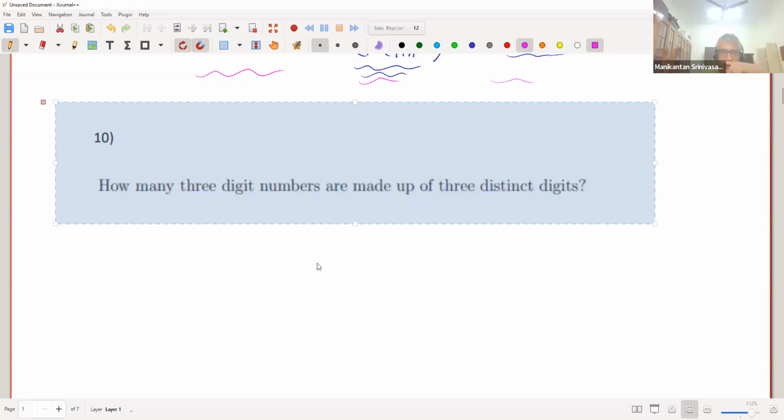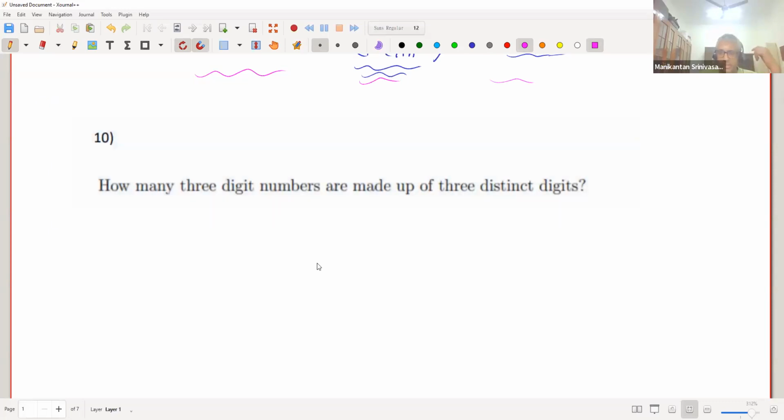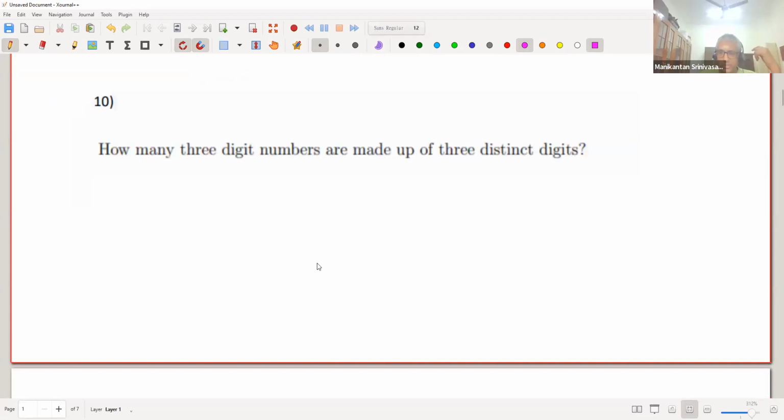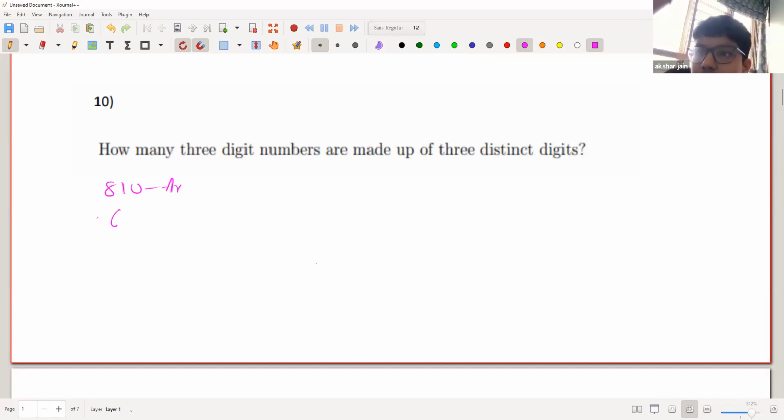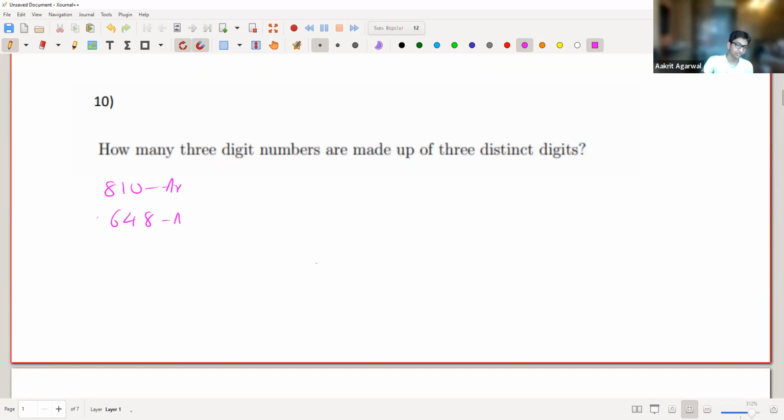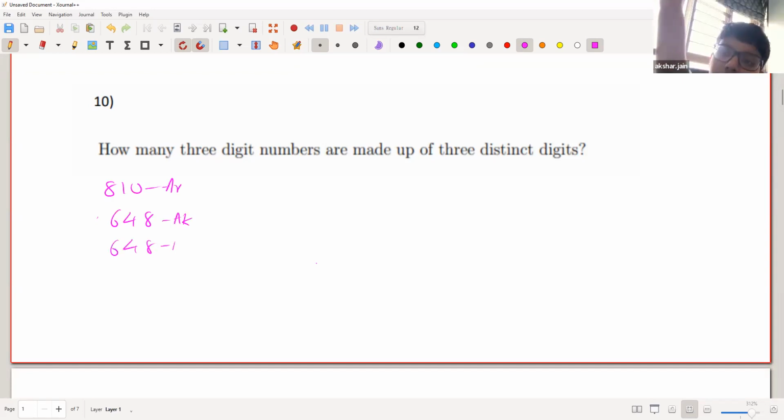So question 10. How many 3-digit numbers are made up of 3 distinct digits? Arjun, what did you get on this one? Rachit, do you have it? What did you get on this one, Rachit? I got 810, Arjun. 648. So 828. 648, Akshar.